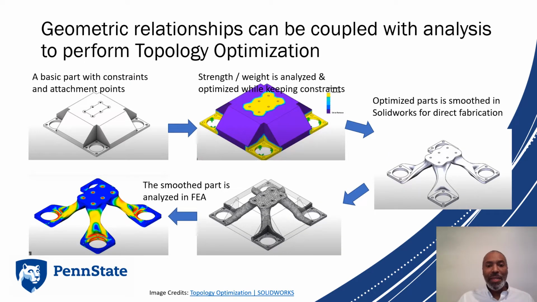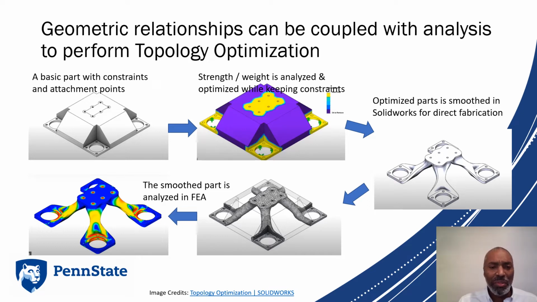Here I'm showing an example of how geometric relationships can be coupled with analysis to perform what's called topology optimization. If you're interested in this, you can click on that link in the bottom left or go try it out, Google it. This is a nice video produced by SOLIDWORKS on their topology optimization package. On the top left, we're showing a basic part that has some constrained attachment points. Those are those circular holes. It's meant to be attached to something. And on the top, we've got a bolt hole pattern, which means that this is actually meant for something to affix to it. So those things have to remain fixed.